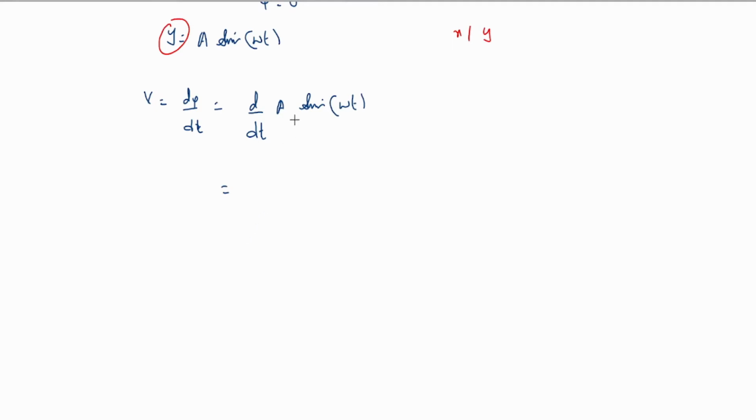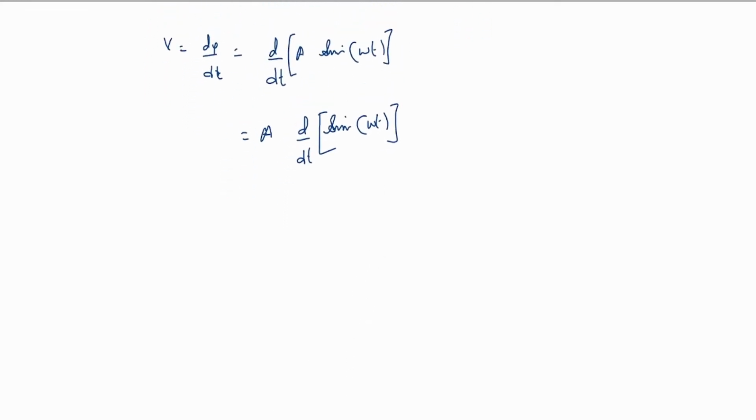It is equal to, from here a comes out because a is a constant, and what remains is d by dt of sine of omega t. Differentiating this, we get a into omega, since sine of omega t becomes omega into cos omega t. This is the velocity at any point.